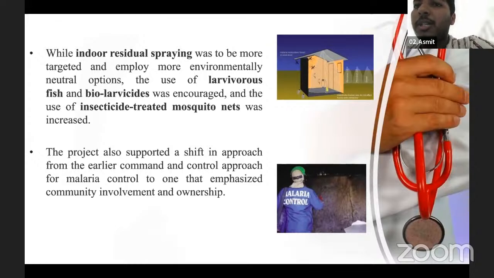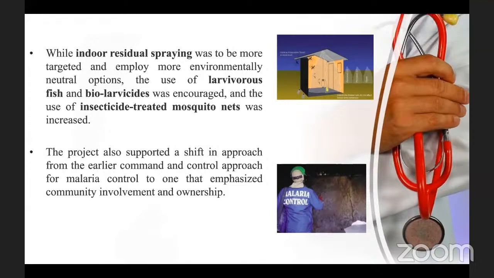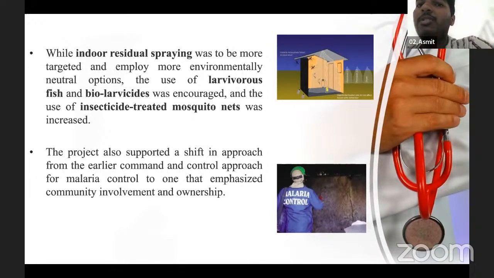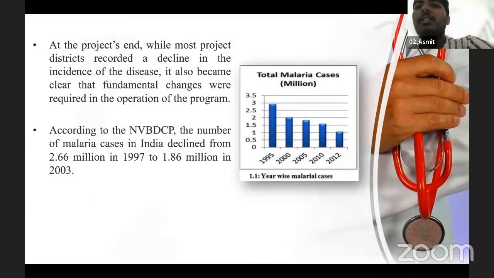Indoor residual spraying was to be more targeted and employ more environmentally neutral options, the use of larvivorous fish and biolarvicides was encouraged, and the use of insecticide-treated mosquito nets was increased. Next. At the project end, while most project districts recorded a decline in the incidence of the disease, it also became clear that fundamental changes were required in the operation of the program.